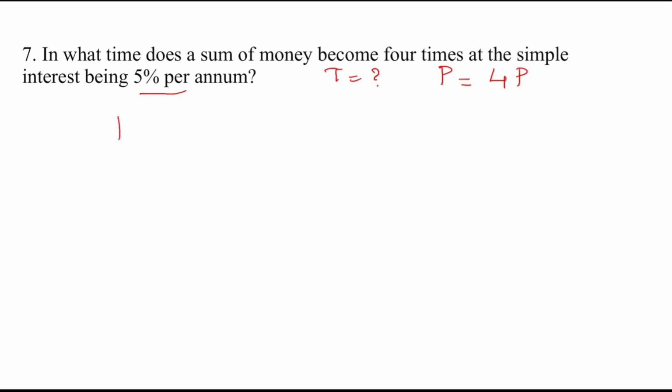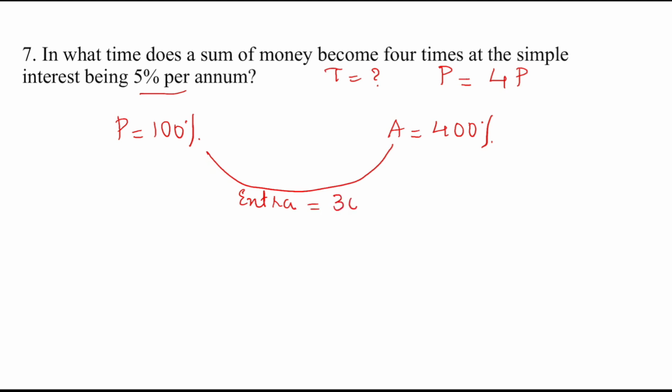Now we always know that principal is 100% and it has to become 4 times, which means the amount will be 400%, isn't it? So extra is how much? Extra is 300%, because 100% was principal, but we are getting 400% when it becomes 4 times. So this extra 300% is nothing but SI in terms of percentage.